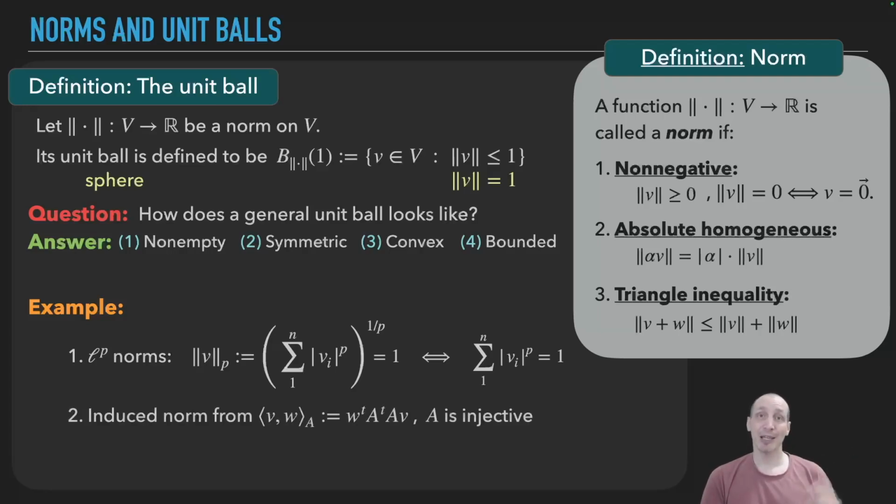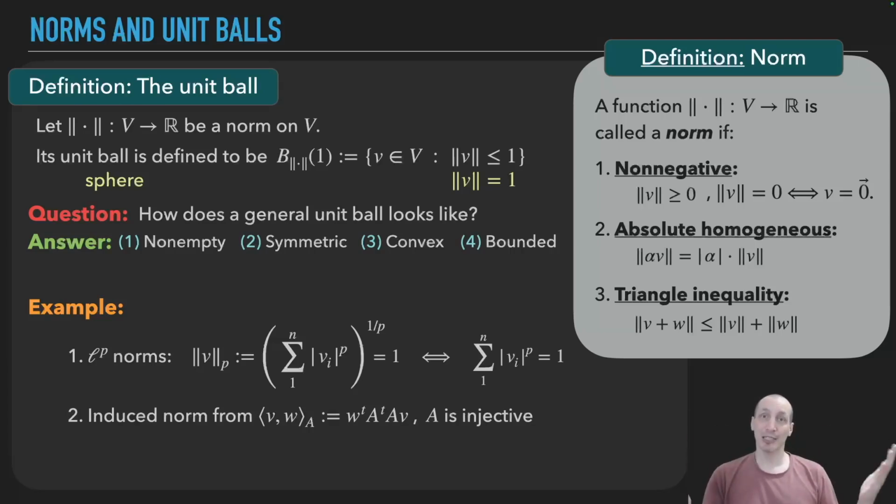The second family are induced norms. So let me remind you, we have seen that if we have 2 vector spaces and we have some map from one vector space to the other, and we have an inner product in the second vector space, then we can pull back this inner product to the first vector space. So again, we wanted to understand one vector space through another, then we can pull back this inner product.